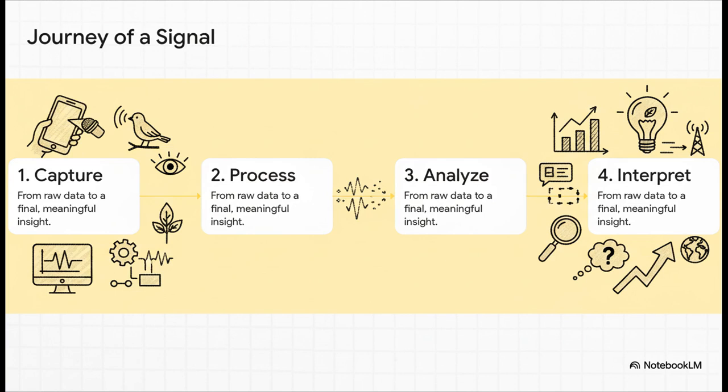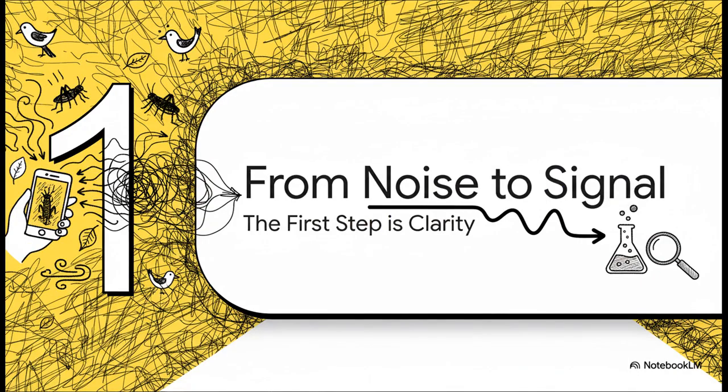To really get how this works, we're going to follow the journey of a single signal, a sound or a sight out in the wild, as it moves through four key stages. We'll start with the initial capture and follow it all the way to a meaningful, real-time interpretation. All right, first things first.